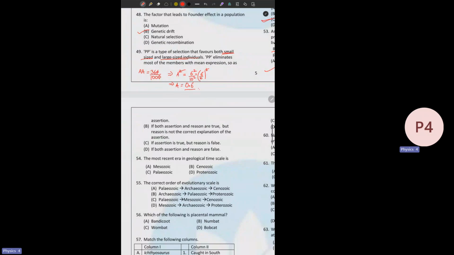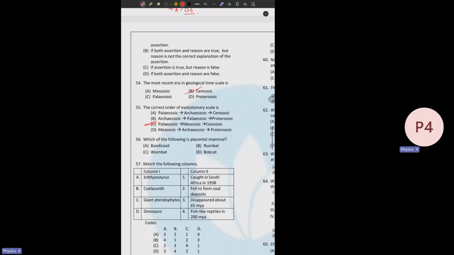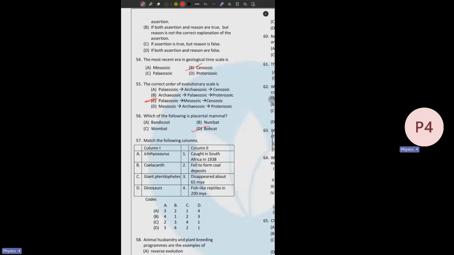Next, the most recent era in geological time scale is, straight away, the answer is Cenozoic. The correct order of evolutionary scale is Paleozoic, Mesozoic, Cenozoic. C is the correct answer. Which of the following is a placental mammal? It is bobcat. Rest all are Australian mammals, marsupials. Right?